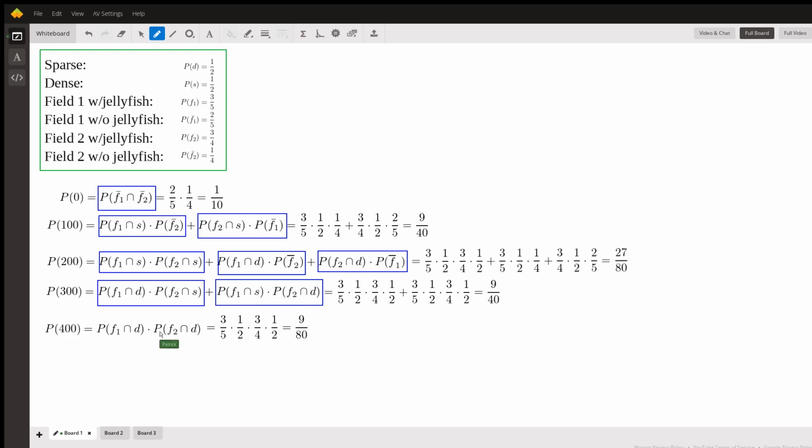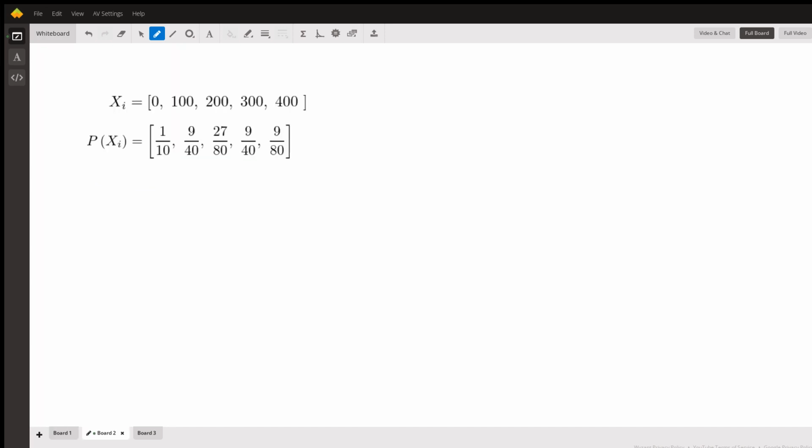And then how do we make 400? There's only one way to make 400. Both fields have to have jellyfish, and they both have to be densely populated. So that's all the possibilities, all the probabilities. And you got to be careful here just to make sure you don't miss something. But anyway, here's your final answer.